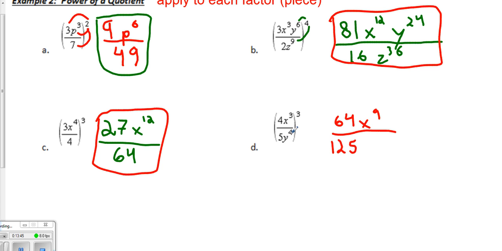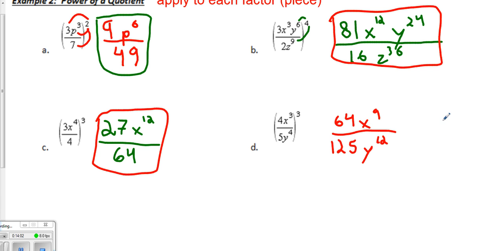Y to the 4th power to the 3rd power, this one on the outside. 4 times 3 is 12. So we have y to the 12th power. These are all x's. We'd have 9 x's being multiplied here. We'd have 12 y's being multiplied.